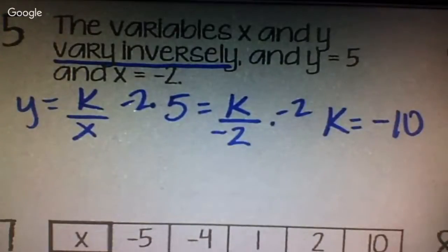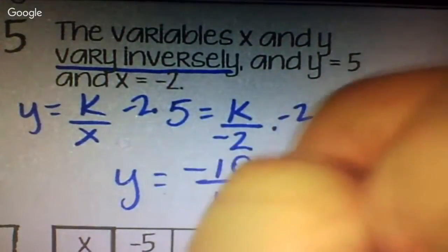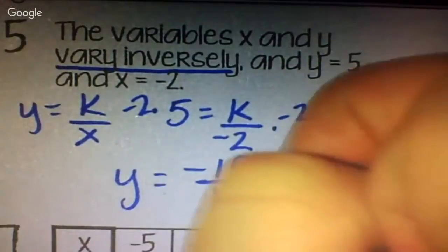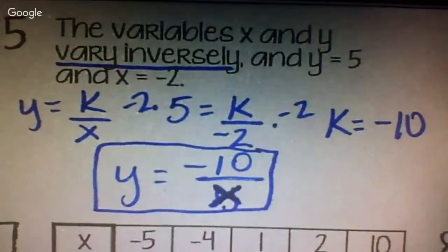Okay, so now that we know that k is -10, you have to give me the actual equation. So my final answer should be y equals -10 divided by x. There's my equation. Once you get the equation, I can then tell you x is 5, and you could solve for y. Or I could tell you y is 2, and you could solve for x. Your goal, though, is to get that equation first and then use it from there.